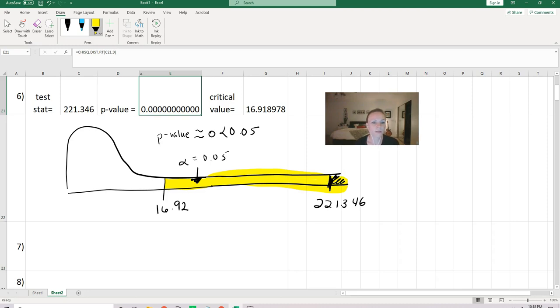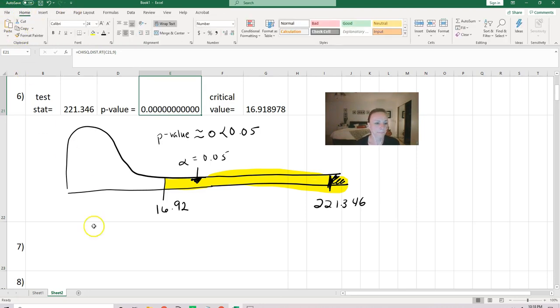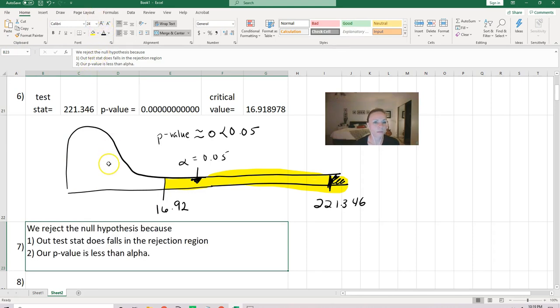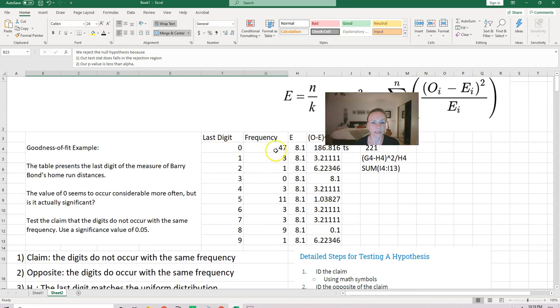Okay, so we have our p-value, which is approximately 0, less than alpha. We have our critical value. Our test statistic is very much larger than it, so it's far over here into the right tail. So either way, we're going to reject. So going to step 7, we are going to reject the null hypothesis, which makes sense because we already realized that these sets of numbers are too far apart to be able to say that this is uniform, or that it's reasonable that 0 would have 47 occasions when other numbers had less than 10.